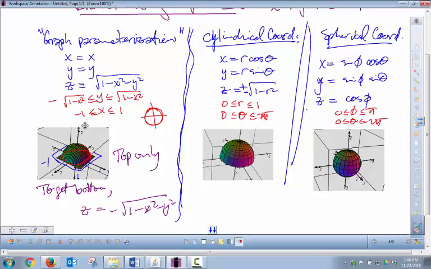Okay? All right, so I don't know if any of that's making sense yet, since we haven't really dove into surface integrals yet, but we'll do that today. All right, let's take a look at a few more types of graphs.